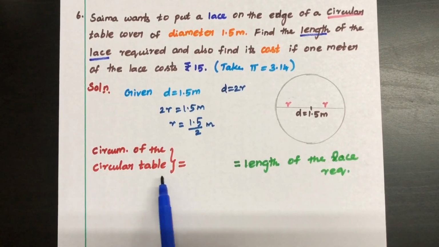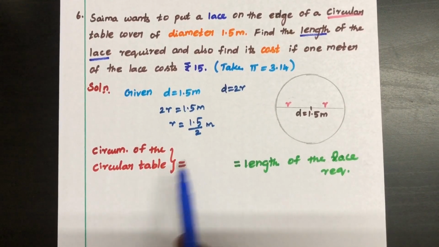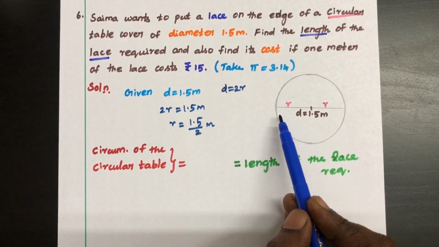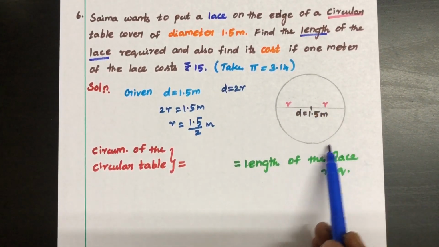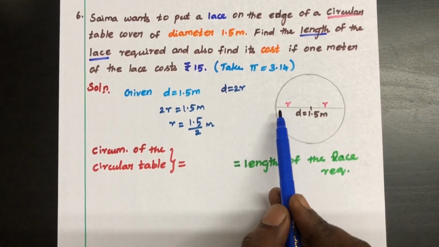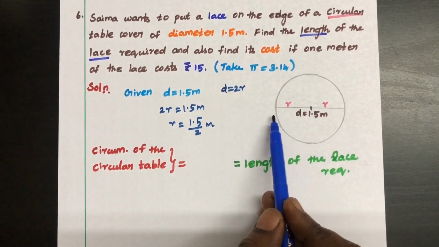Now circumference of the circular table is equal to, see, Saima is going to lace the edge of the circular table. Only the edge she is going to give the lace. So this is nothing but circumference of the circle.